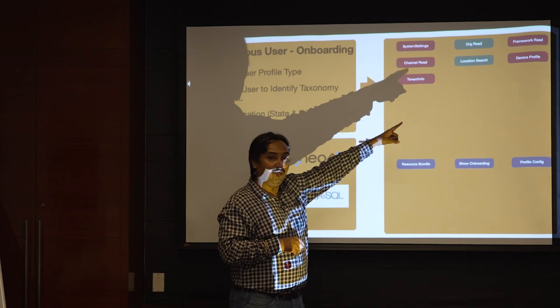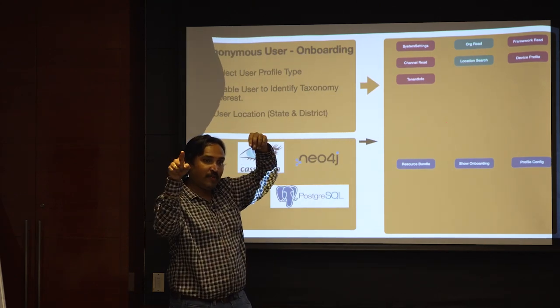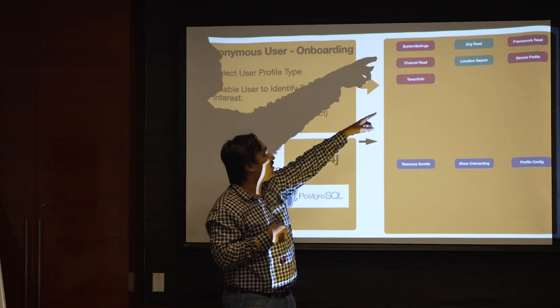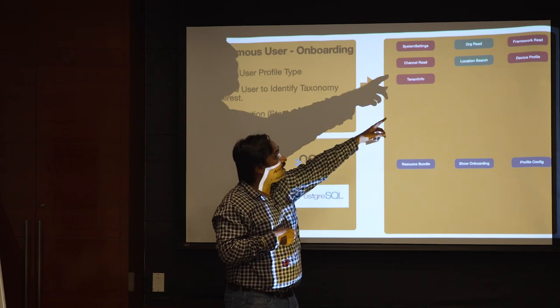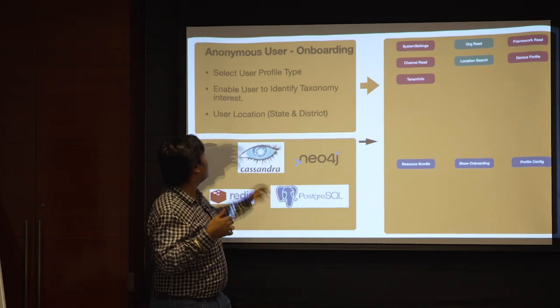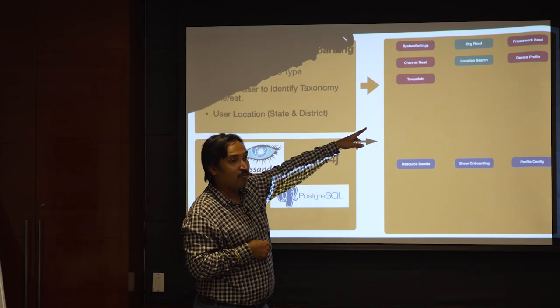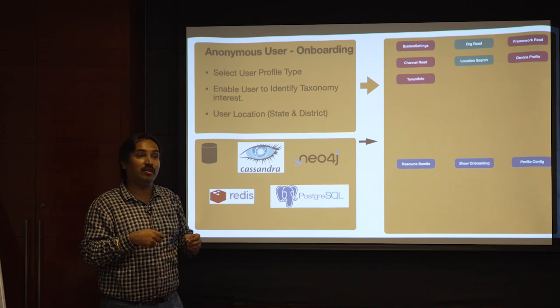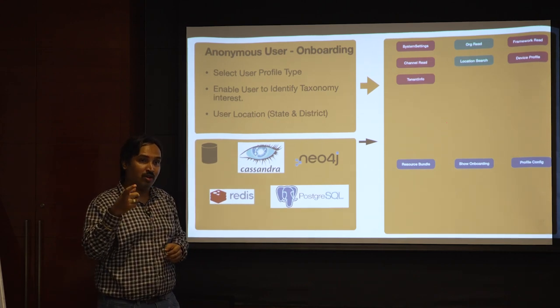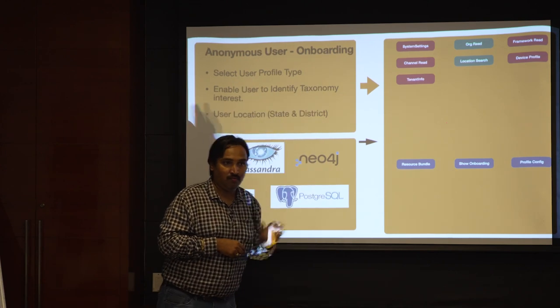Then a framework read happens, because an organization is associated to a framework and user management, correct? So you will have a framework read, then a channel read, then the user location is being asked for, the location search, followed by a device profile. What is the device that the user is using, so that the same footprint can be used for your telemetry generation. Finally, the tenant info.